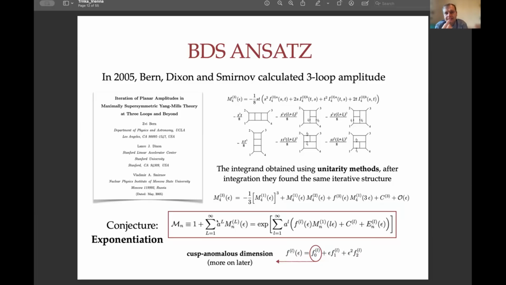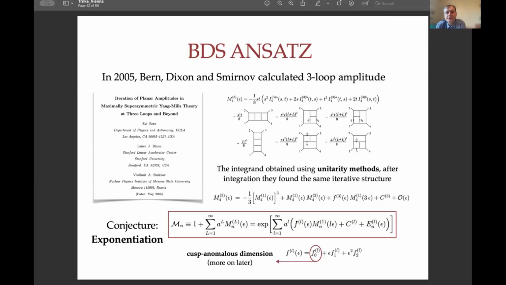And they integrated, so this is the integrand, and they integrated the result in dimensional regularization, and they found that there is some surprising iterative structure. Looking at it more closely, they conjectured that the amplitude, they conjectured it for n points, but we know now that it only applies for four and five, and starting at six, there is some extra remainder. But at the time, they conjectured that the full amplitude exponentiates basically from the one-loop amplitude.